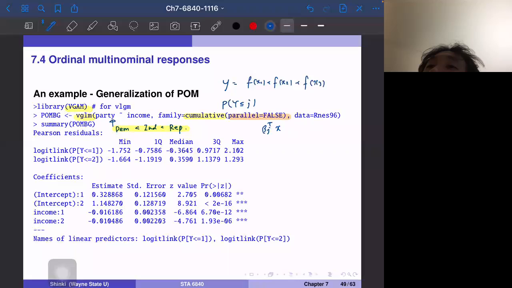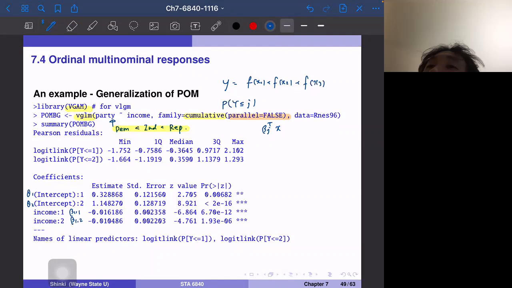Okay, so we have calculated this, and the first one is residuals, and then the coefficients are given here. Here the intercepts, so this is theta 1, theta 2, and here beta 1, maybe I will say beta 1,1, and beta 1,2.